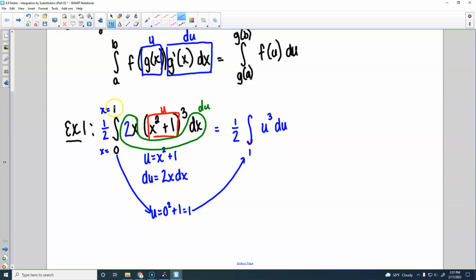And I will do that same thing with the upper limit. So I'll do 1 squared plus 1, which will give me 2. And I will use that here as my upper limit. So when I write that, it is understood now, because I'm not putting an x equals or anything, that u equals 1 and u equals 2.